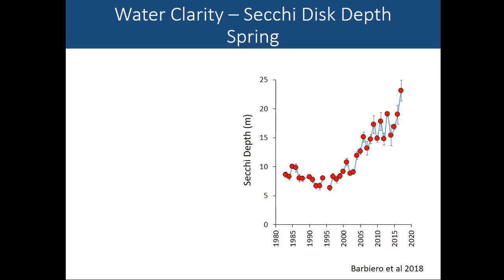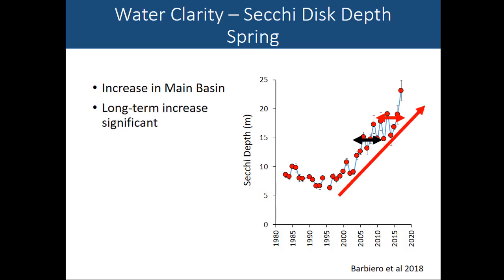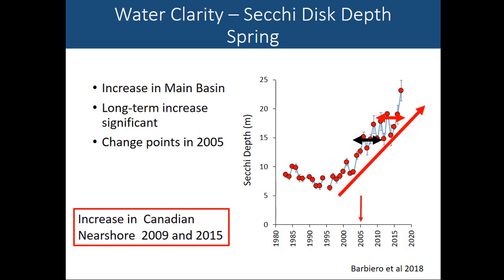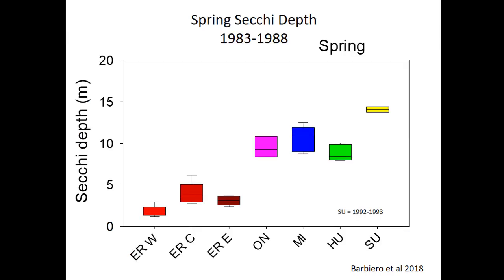Water clarity. We measure that through Secchi disk. I have spring and summer data for you. It has also increased in this time period, so from the early to the recent time period, the water is clearer now in the spring. That's consistent with the higher silica concentrations. There's a long-term increase. There's a change point at about the same time as the other ones, like 2005, 2003, 2004, those time periods, and an increase in the Canadian nearshore. This one suggests a continuous decline in productivity of the lake.